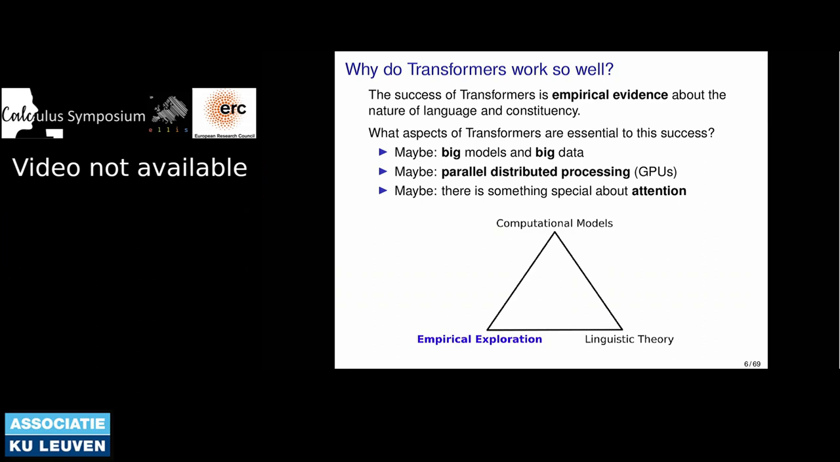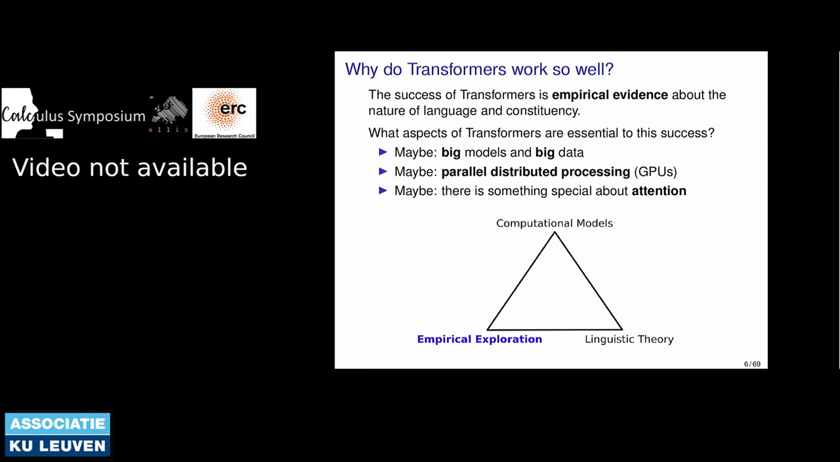So what is it? We think that what's really important about the empirical success of transformers is attention. Attention is all you need. It's a core part of the model of transformers. And so if we understand attention, then we'll understand the inductive bias that gives us this incredible empirical performance.